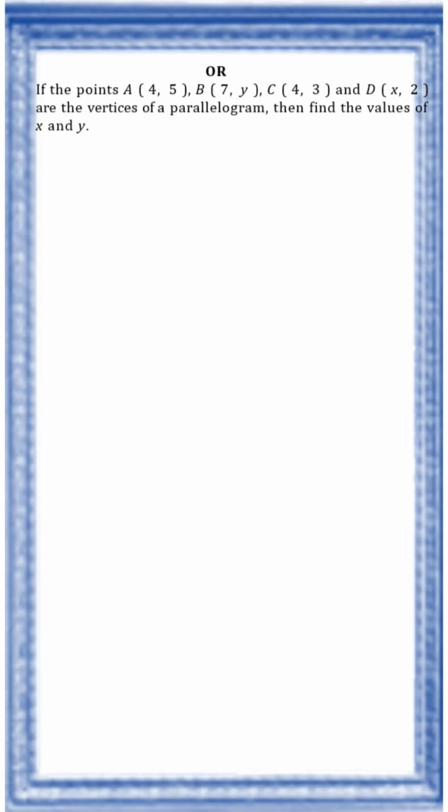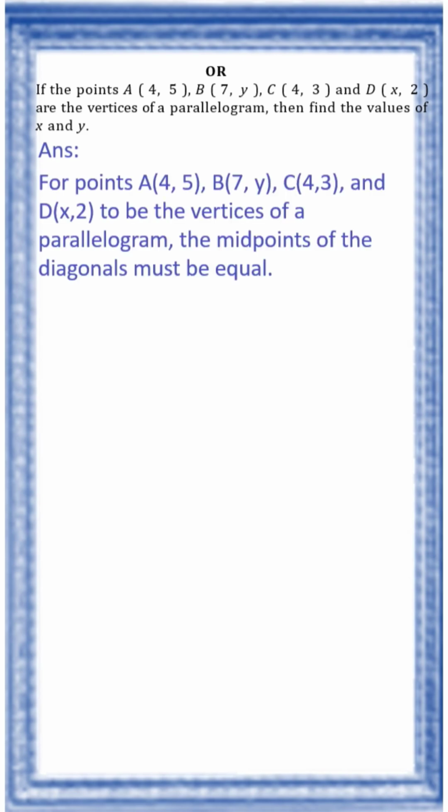There is an internal choice question for this question. If the points A(4, 5), B(7, y), C(4, 3), D(x, 2) are the vertices of a parallelogram, then find the values of x and y. How can we find them using midpoints? We are given the vertices of the parallelogram, isn't it? So the midpoints of the diagonals must be equal. On that basis, we have to find the values of x and y.